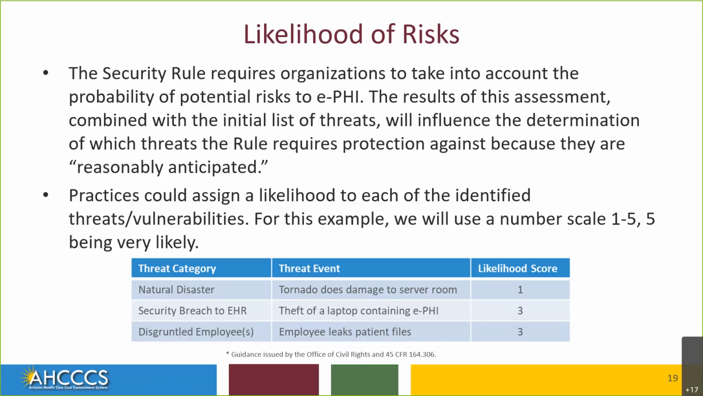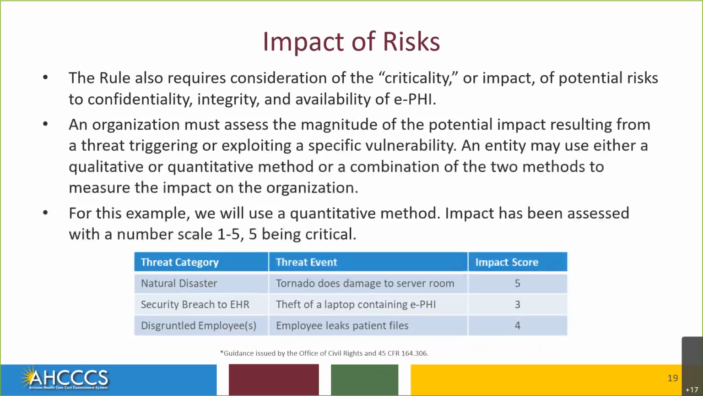The third example is the disgruntled employee leaking patient files. For this example, we put it as a 3. So if that could potentially happen, you want to identify that it's more like a medium risk, depending on what protocols your practice has in place. For example, whenever you fire an employee, if you have a security person there who is immediately beside that employee and escorts them out of the building, that might be a lower likelihood score. It just depends on what you have implemented at your practice.